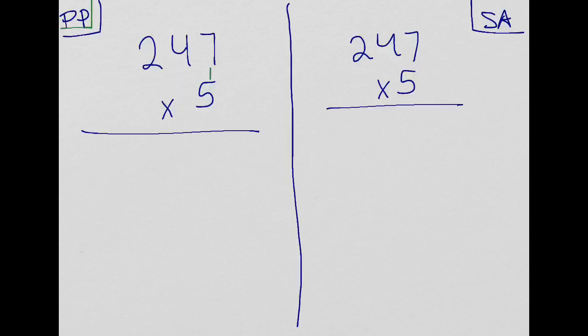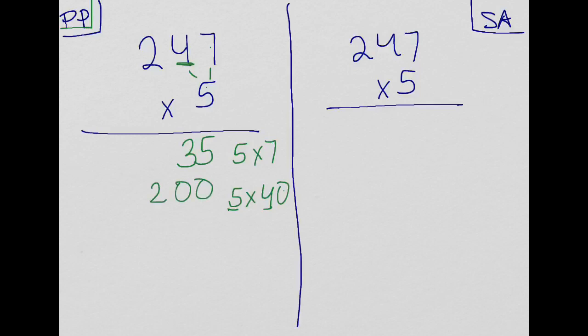All right, starting over here on the side where I'm working with partial products, I would think the first thing I need to do is 5 times 7. And I know 5 times 7 is 35. And then the next thing I would need to do is 5 times 40. Well, 5 times 40, because it's in the tens place, 5 times 4, that's 20, times 10, that's 200. And then I need to do 5 times the 2 in the hundreds place. So that's like 5 times 200. 5 times 2 is 10, times 10 more, that's 100, times 10 more, that's 1,000.